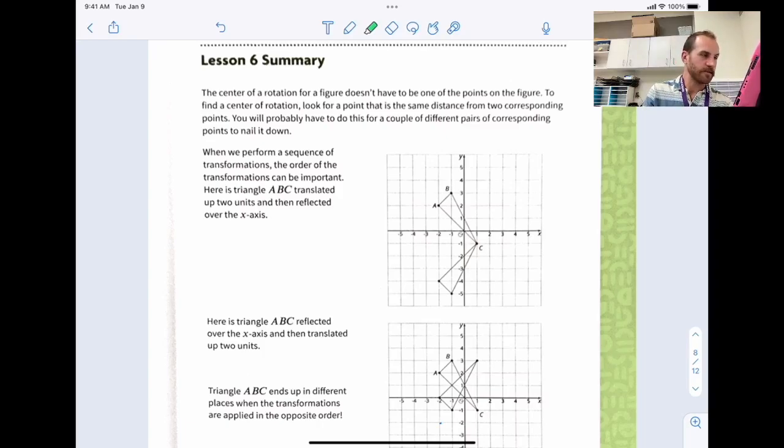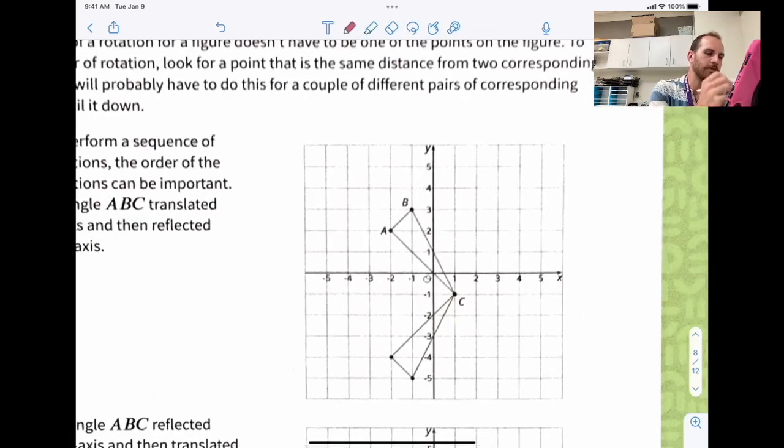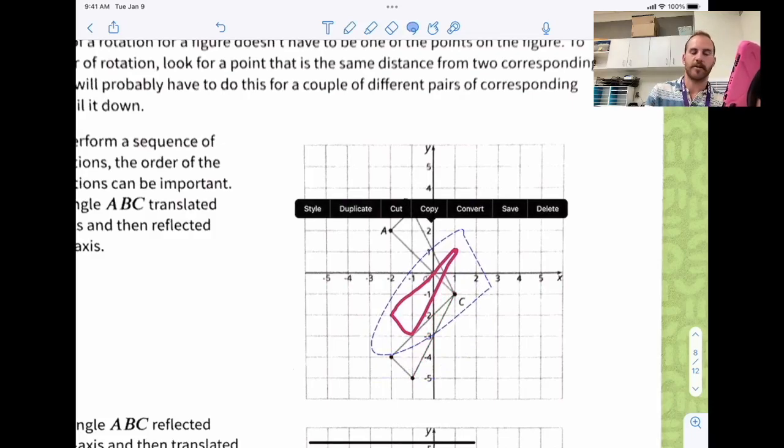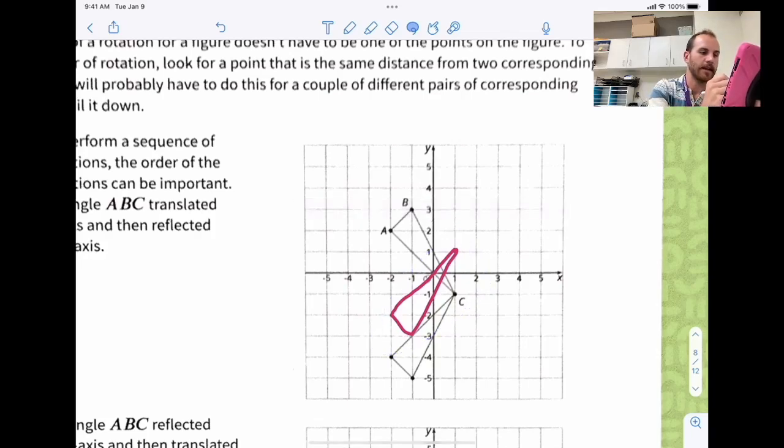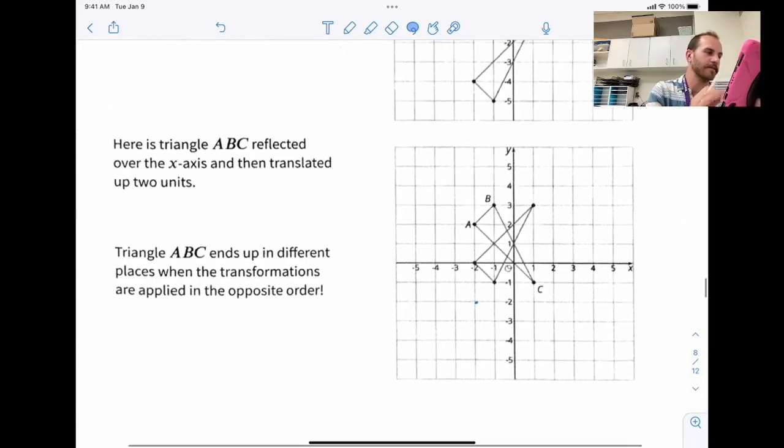When we perform a sequence of transformations, the order of the transformations can be important. Here is triangle ABC translated up 2 units and then reflected over the x-axis, okay? So it went up 2 units, right? This is why I had that there. 1, 2, and then it was reflected across that x-axis. We can see where it got inverted. It flipped, and then it got put there, okay? Nice. So we now end up with this, okay?